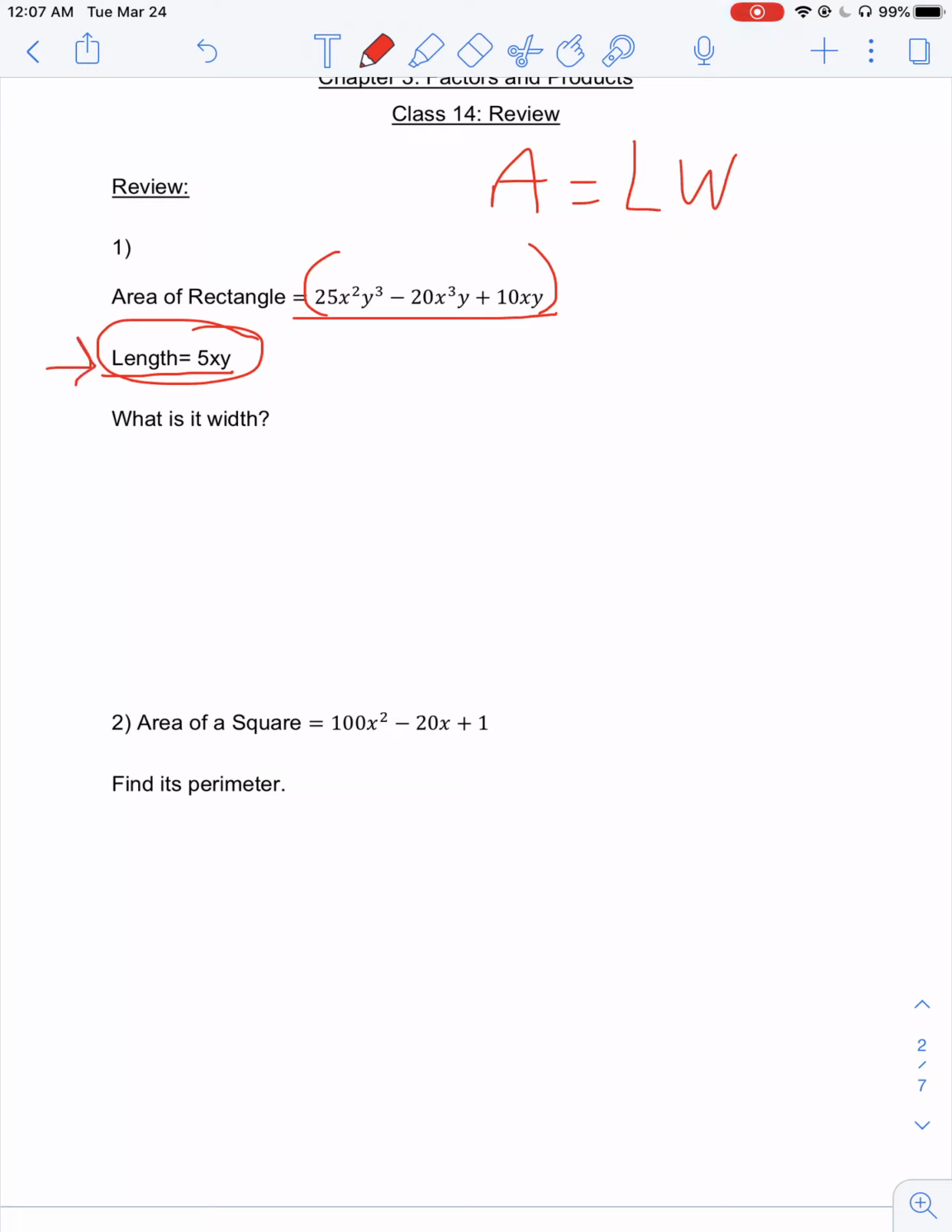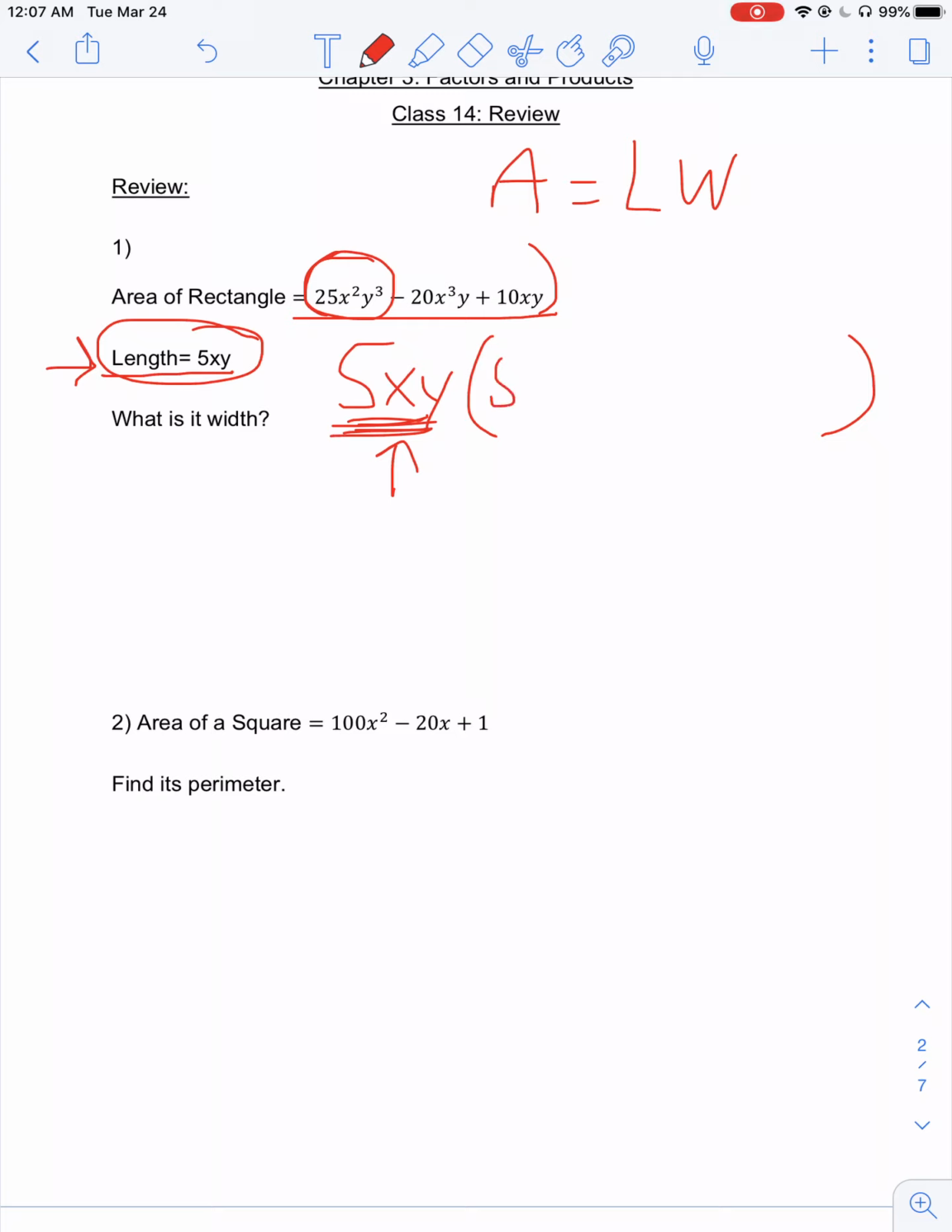So what I have is 5xy outside the bracket, okay? So that's my length. I need to multiply this by my width. That will give me the area. Okay, so how do you find the width? Think of this 5xy as your GCF, okay? They've already done that for you. Now, all you have to do is ask yourself this question. What do I need to multiply this 5xy by to get 25x squared y cubed?